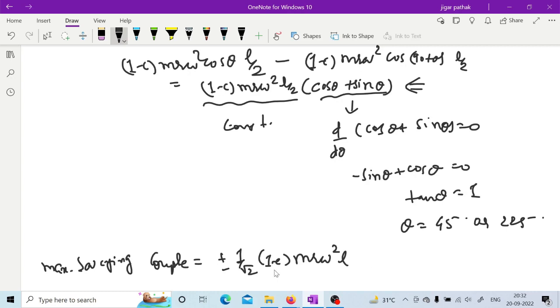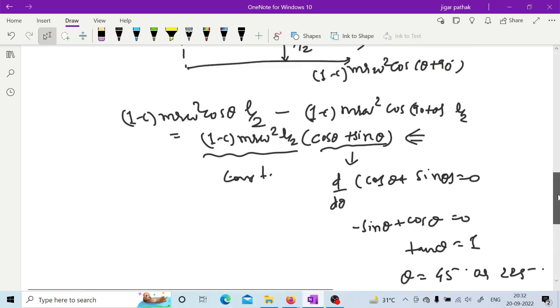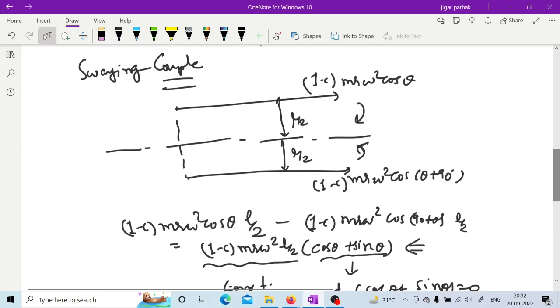Sir, I have a question. Okay, so it will be like this only. Sir, what is the effect of swaying couple on the engine? See, as it is mentioned here, it will try to sway the engine, because it is the couple acting on this particular plane, right? That is why it is going to sway that engine, as you can see here. It is because of the couple about the center line.